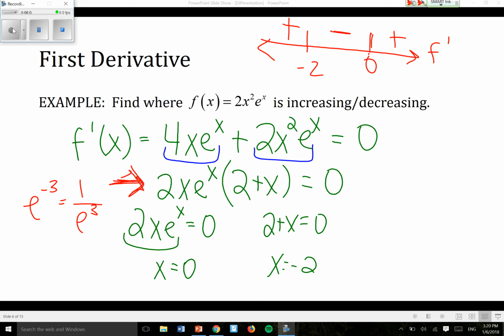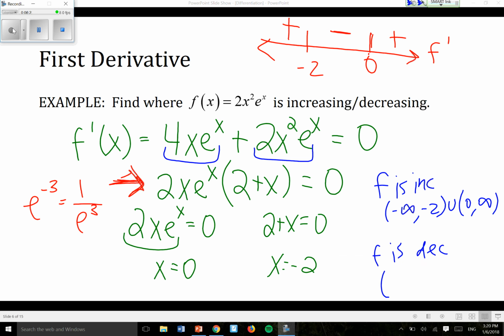So I can now conclude using that f prime sign line that my function f is increasing from negative infinity to negative 2 and 0 to infinity. And f is decreasing from negative 2 to 0. And that's how you find increasing and decreasing intervals using your first derivative.